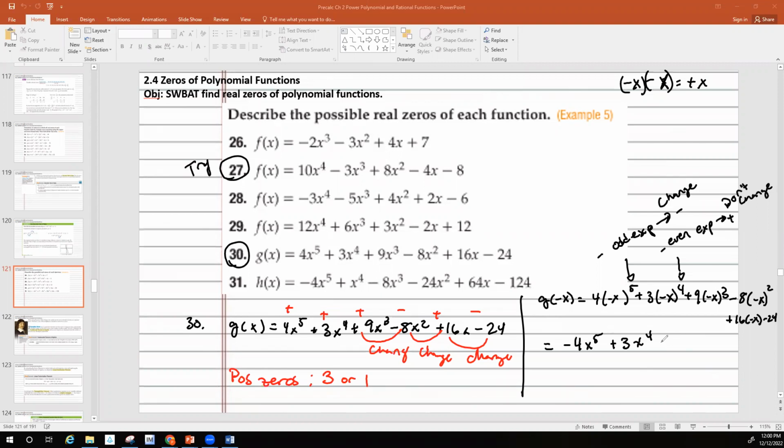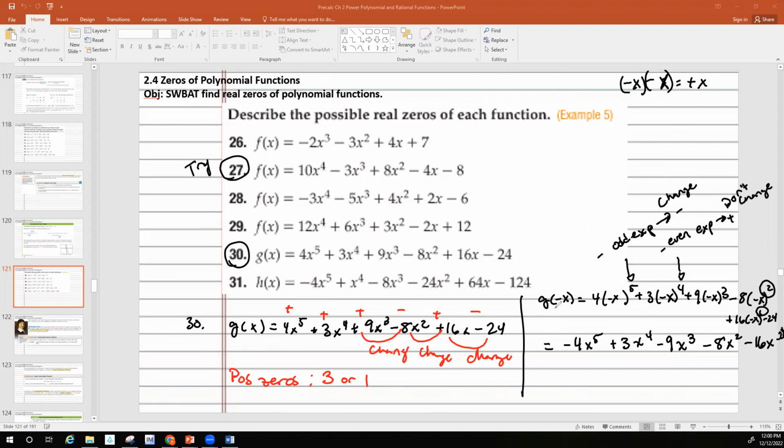And then we have an odd one, 3x cubed. So change the sign. This is even, so that doesn't change sign. So it stays negative 8x squared. And this is an odd exponent, so it does change sign, becomes a negative 16x minus 24.